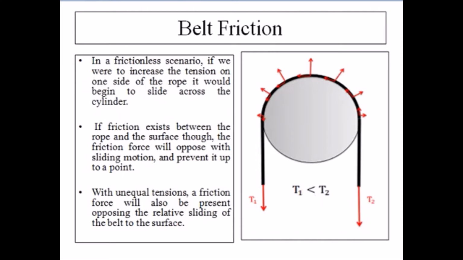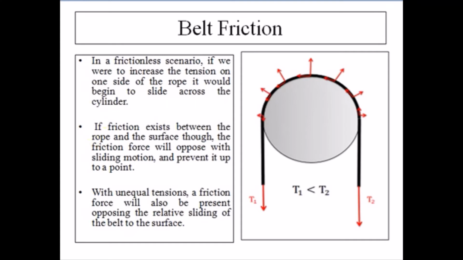In a frictionless scenario, we are assuming that there is no friction. If we were to increase the tension on one side of the rope, it would begin to slide across the cylinder. If I increase this side, then obviously the belt will move in the right side direction, it will fall here. So in that case, the friction should act here, but we are considering that it is a frictionless scenario.